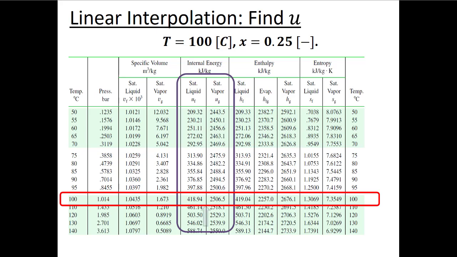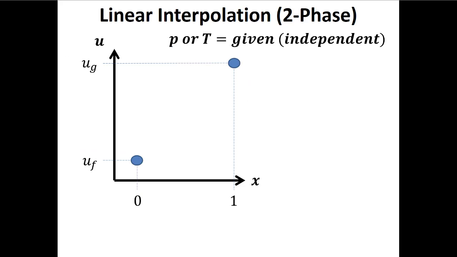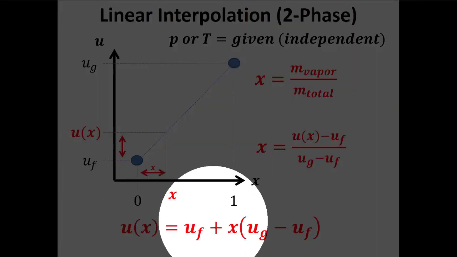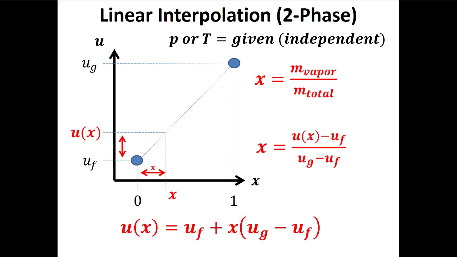But here my quality is 0.25. So that means only 25% of my mixture is vapor. So more of it is liquid. So I would expect a number here that's closer to about 420 than it is to about 2,500. So let's see what we get. Again, we're going to assume it's linear between our 2 points, uf and ug. We know a value of x, in this case 0.25. And graphically, we would draw up to the line and then over to see where ux is. We're going to use the same equation that we used before. It's just now we have different inputs for the arguments.